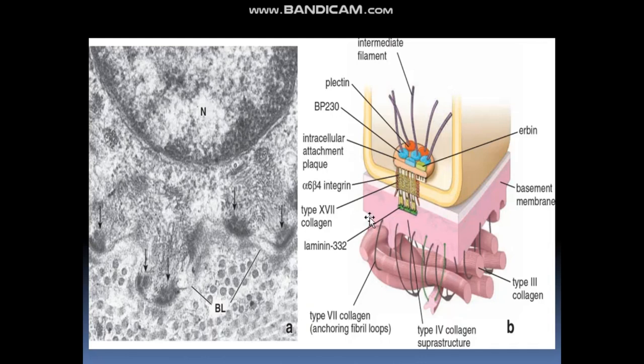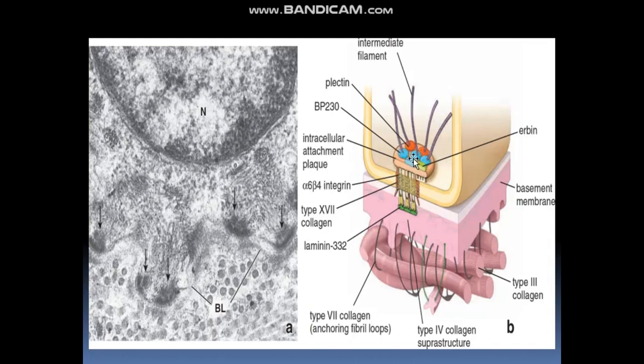Hemidesmosomes actually appear as half of a desmosome and are located on the basal cell membrane. We have two kinds of hemidesmosomes, first type and second type. The first type is present mainly in stratified epithelia, stratified squamous, then transitional, and the second type is present mainly in simple columnar epithelium. Let's look at the structure of the hemidesmosome.